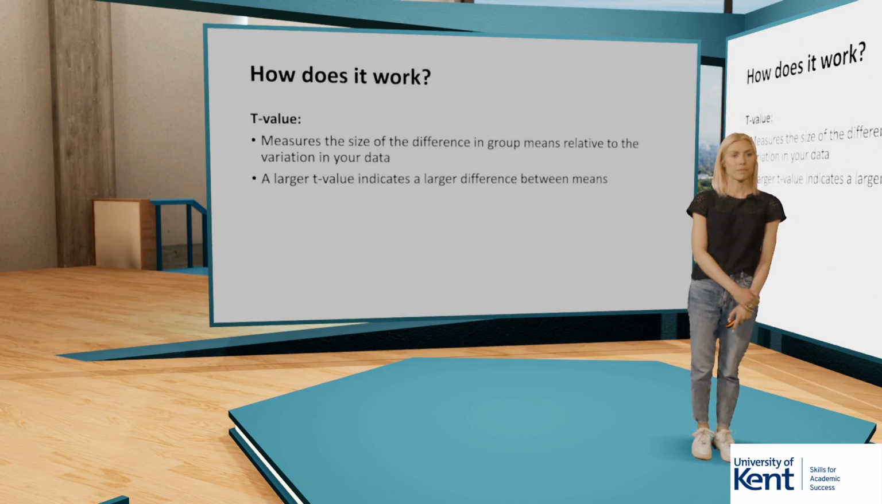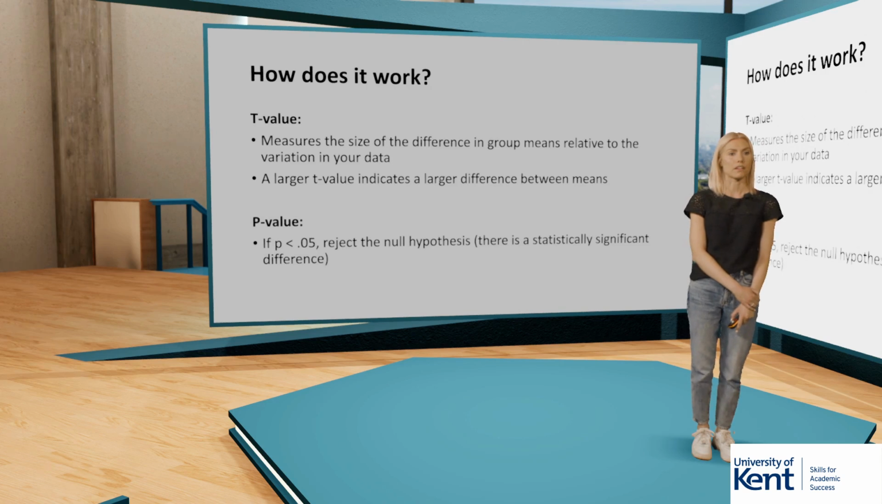A t-test works by calculating a t-value, which measures the size of the difference in group means relative to the variation in your data. And a larger t-value indicates a larger difference between the group means. It also calculates a p-value, which tells us the likelihood that this difference happened by chance. If the p-value is less than 0.05, we usually consider the result statistically significant.